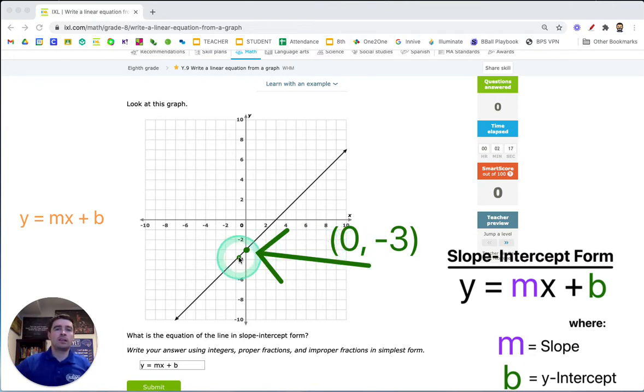So the fact that this line crosses through the y-axis at 0 and -3, or it has a y-intercept of -3, tells me half of my equation. Already halfway there. I could say plus a -3, or more simply I could just say subtract 3. It means the same thing as adding a -3.